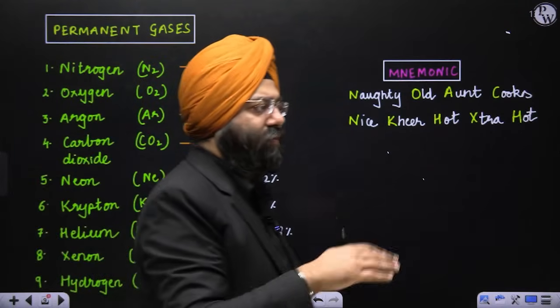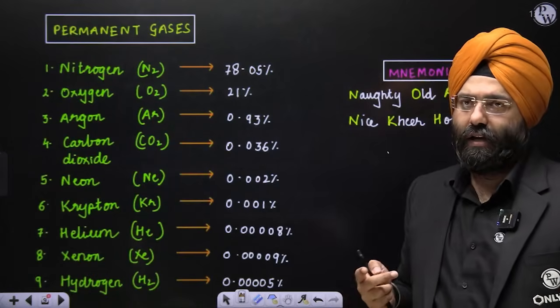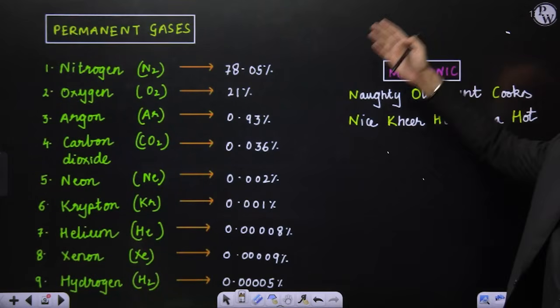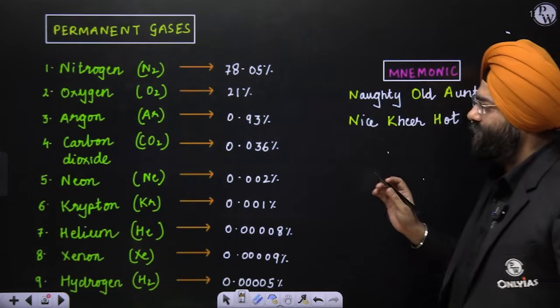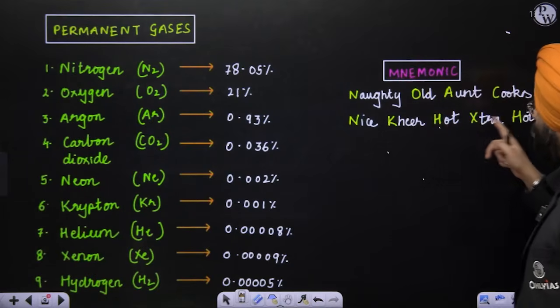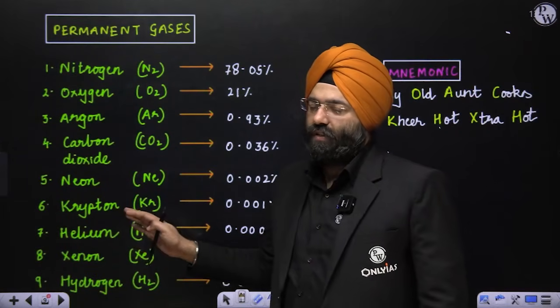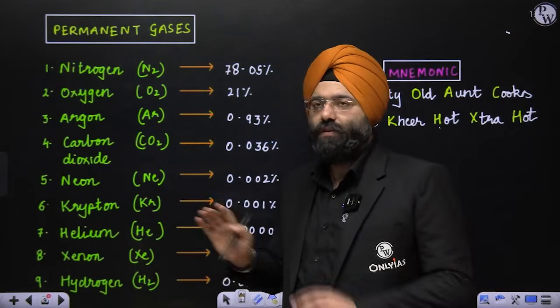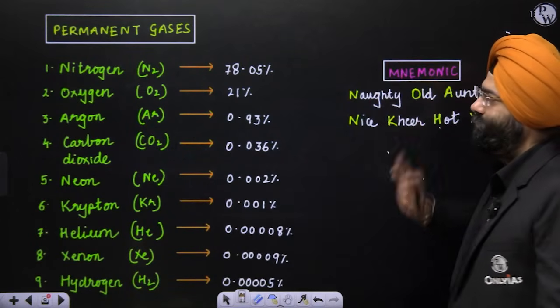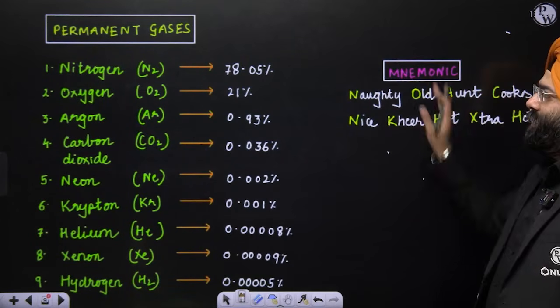This is a mnemonic. Possibly you will be able to remember the order well. Just read it twice and thrice and you will remember the order. Clear? The only thing where you can make a mistake is possibly because H and H are mentioned. So please remember, helium is more than hydrogen as a percentage component. If you remember the mnemonic, you will be able to solve. Clear? Now, these are the permanent gases.